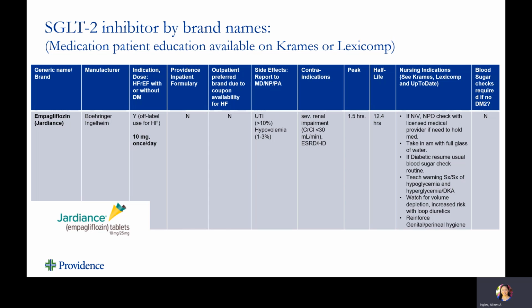The third brand is empagliflozin or Jardiance. So a lot of maybe diabetic patients you've seen might have this medication already. It's 10 milligrams once a day. So that's the dose for heart failure. Also with these SGLT2 inhibitors, it does not need to be titrated for heart failure; these dosages are pretty much a fixed dose for that indication. So same side effects, same contraindications, and peak and half-life are about the same, and same teaching points as well.